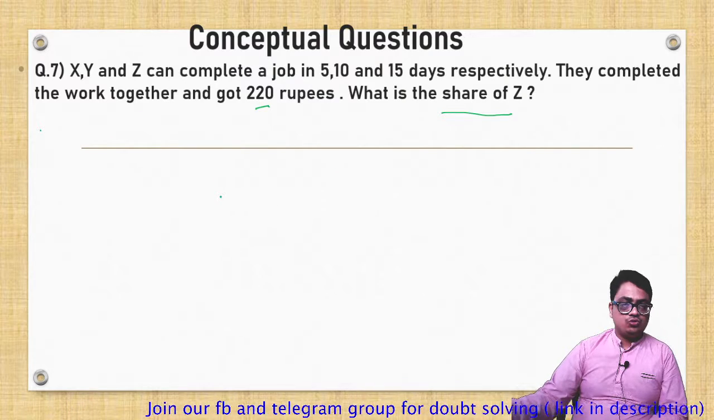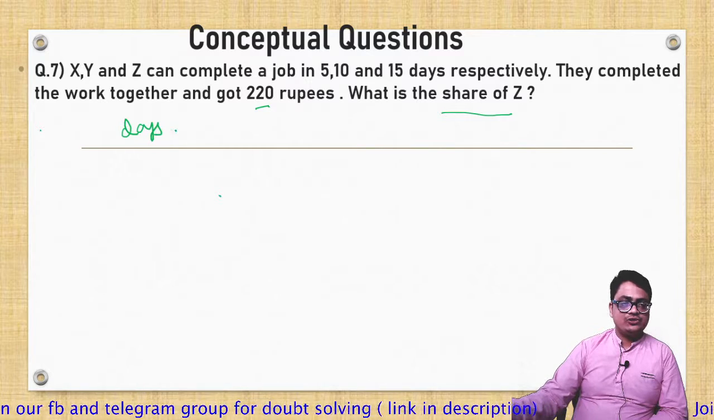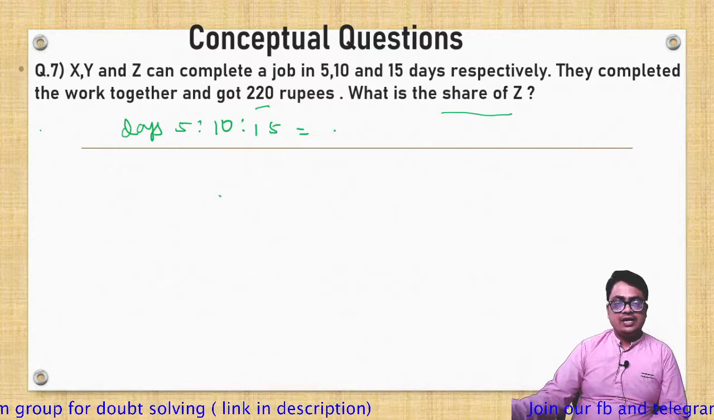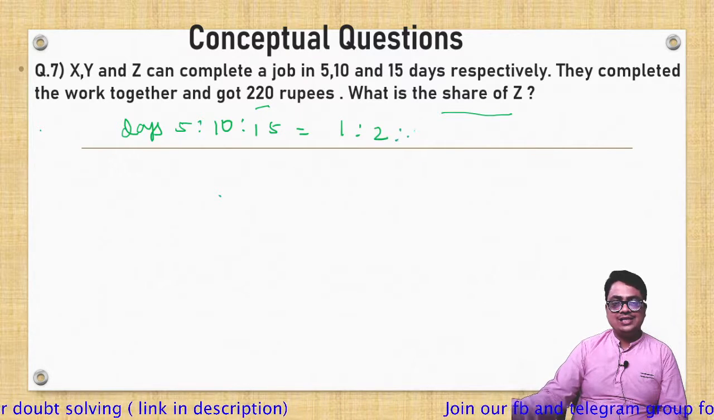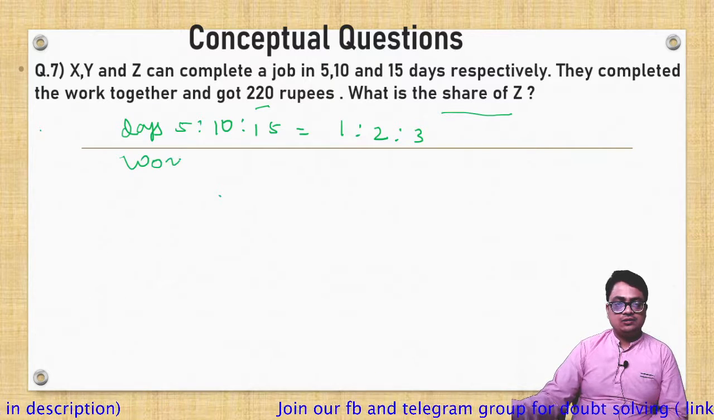So the days ratio will be how much? 5:10:15, or you can write this as 1:2:3. Okay, so the work done will be how much?